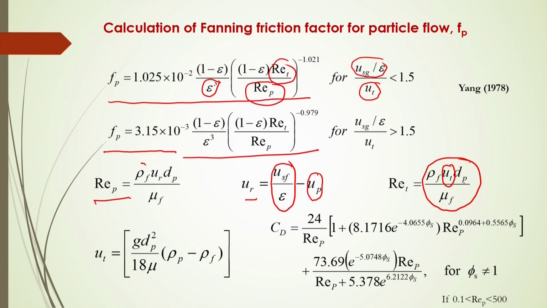And what should be the terminal velocity then, to calculate this Reynolds number at terminal velocity? This terminal velocity again you can calculate based on this Stokes equation, g dp square by 18 mu into (rho p minus rho f). And also you can calculate this terminal velocity whenever fluidizing, at fluidizing condition.